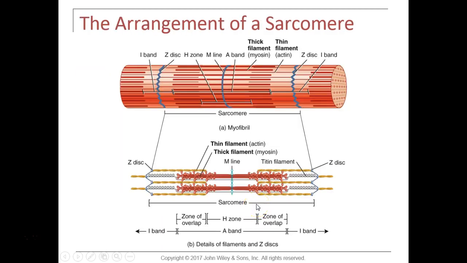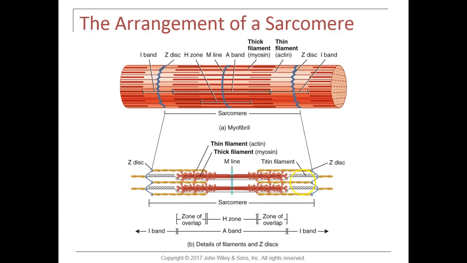So here is a myofibril, and we see some of the proteins enlarged. We have to know what these proteins are, and we have to know exactly what we're looking at here. So earlier, I said that skeletal muscle and cardiac muscle is striated. That means we see light and dark staining bands in the muscle tissue. So where do those light and dark bands come from?